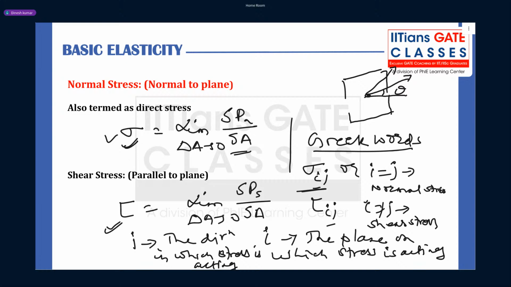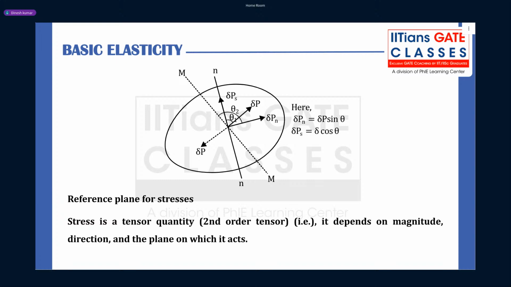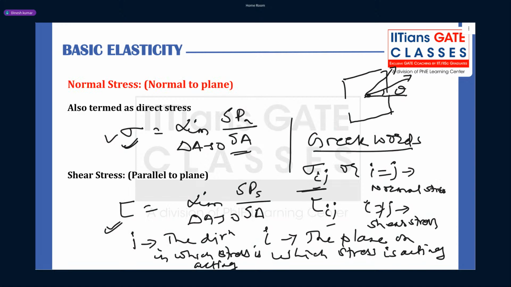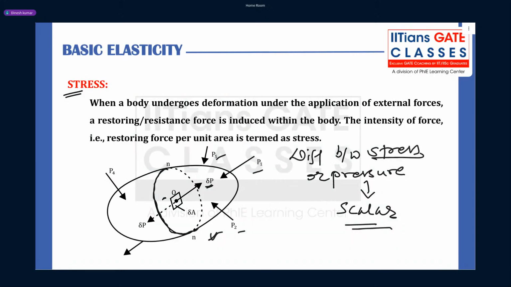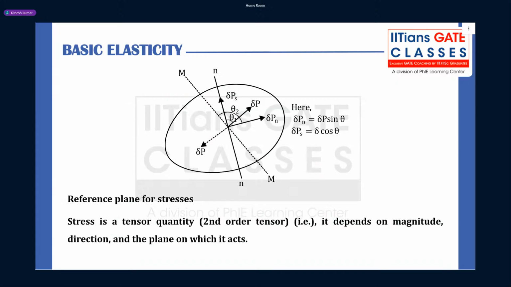Okay. So guys, before moving on, we need to prove that stress is a tensorial quantity. So how do we prove it? See, in the initial three-dimensional body, we have taken one plane NN through point O. But you can take an infinite number of planes through this point O, yes or no? You can see in this figure the initial NN plane, right? And what was your resultant force? It was delta P.